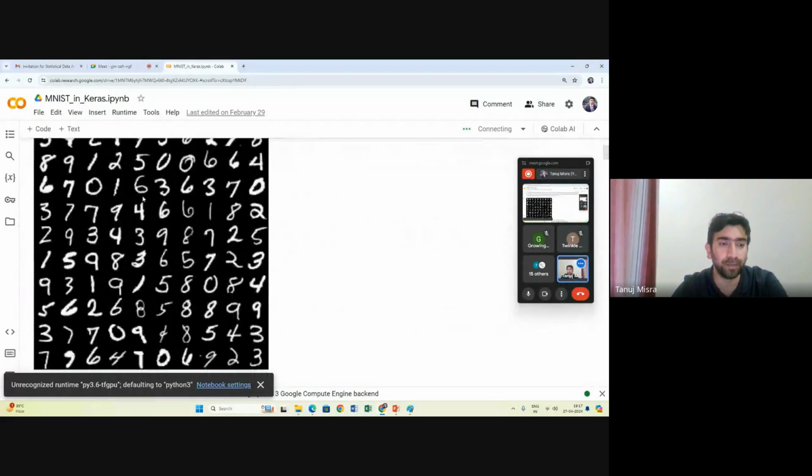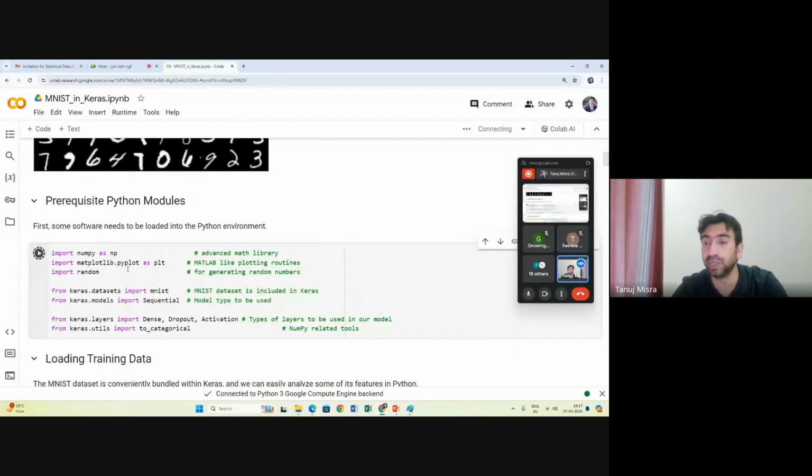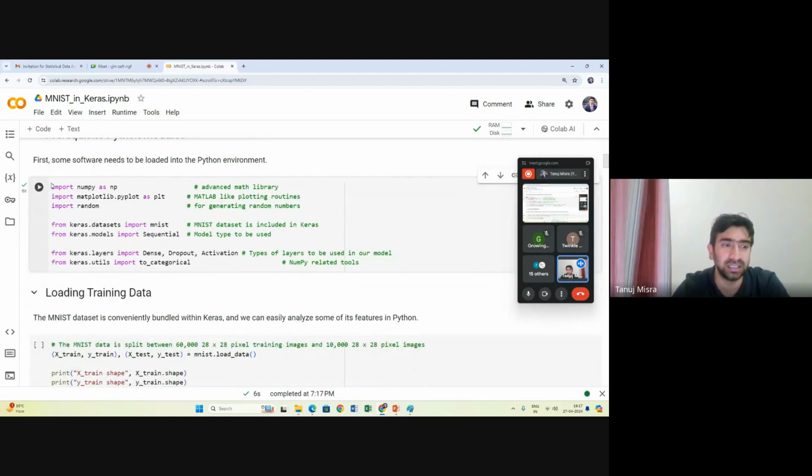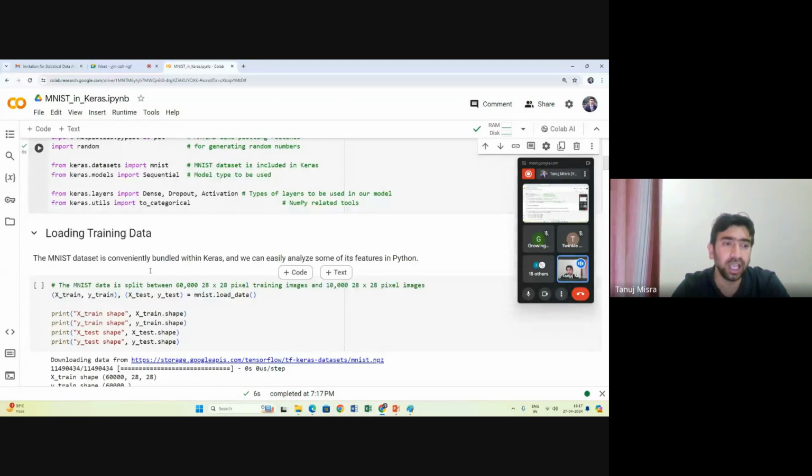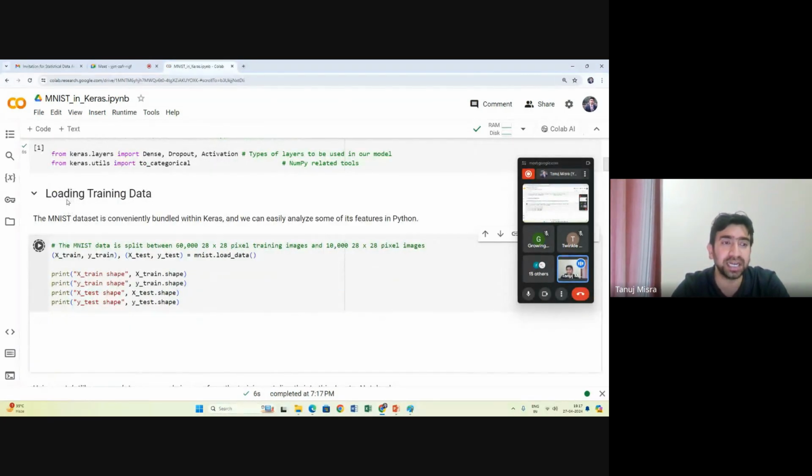Okay, so these are the libraries through which we can import our deep learning technologies. Here I am running it on my server in Google Colab. You can see this is running, this is done. And now loading the dataset, the training data.